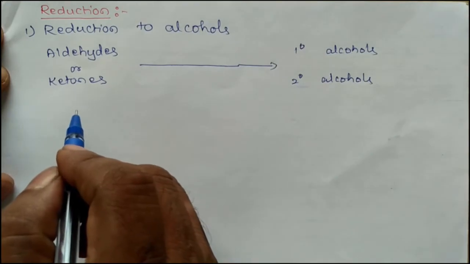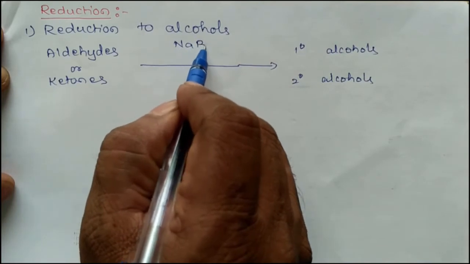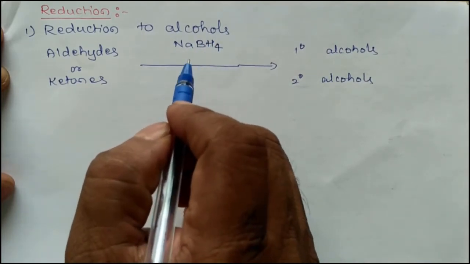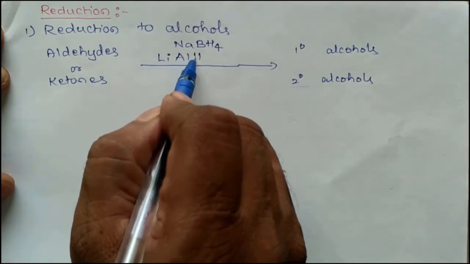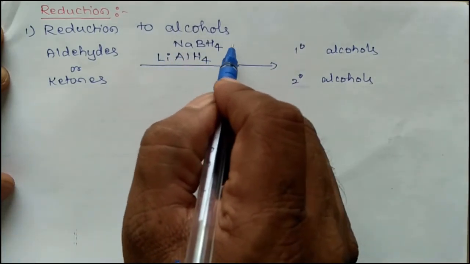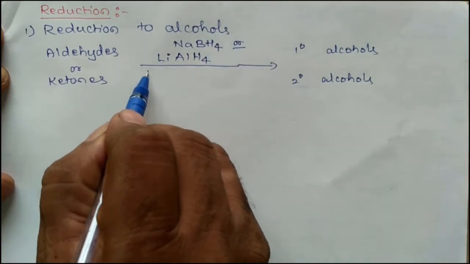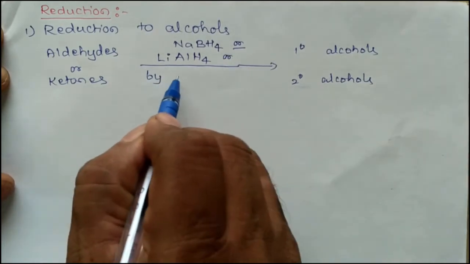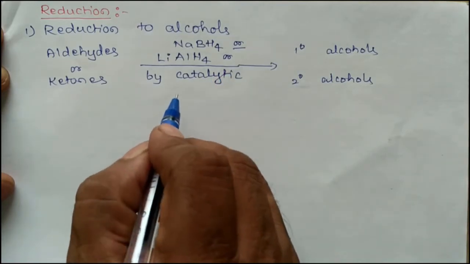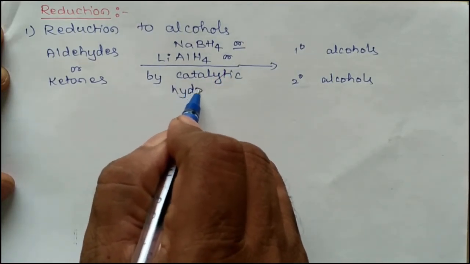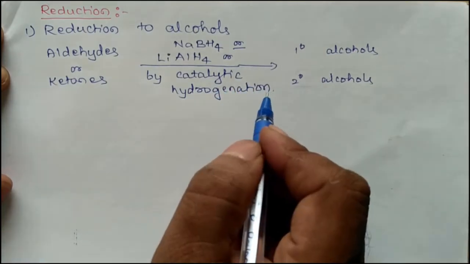We can use reducing agents such as sodium borohydride NaBH4, or you can use lithium aluminum hydride, or catalytic hydrogenation. We have discussed these reactions in the chapter alcohols.